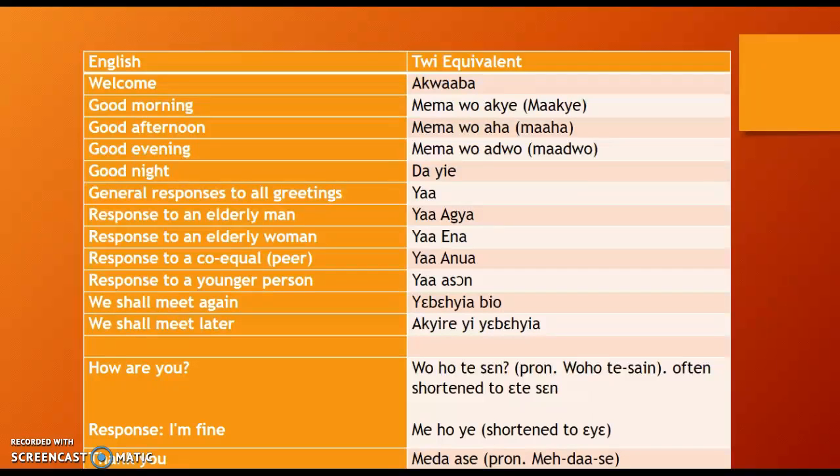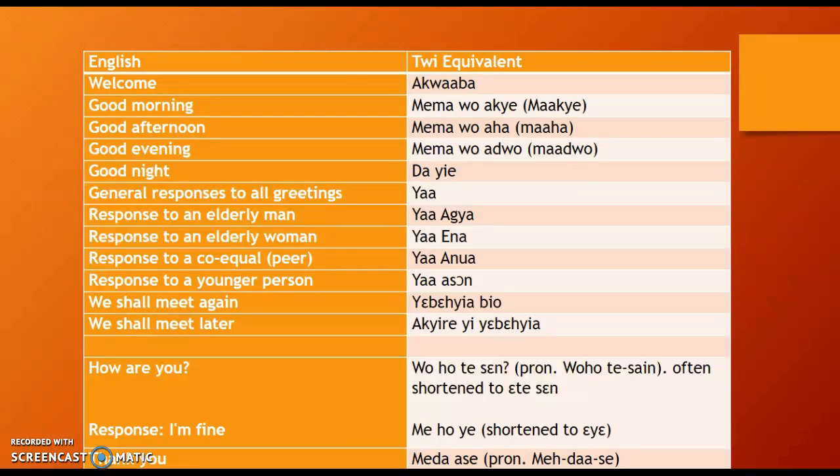So if you're going to bed, good night, you will just say Da yie. Like I was talking about, some exclamations that you could add to certain words, you can do that here with Da yie. You could say Da yieee.